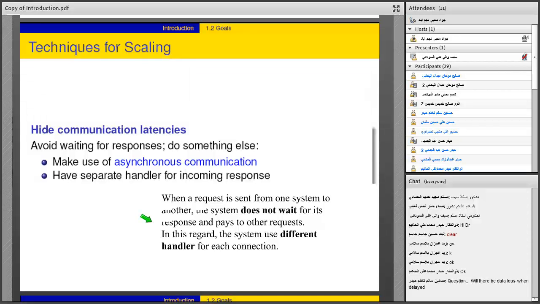So different mechanisms have been introduced for this challenge, and we do not have time to talk about these solutions. But a simple method can be using the timer, and the message can be sent again.